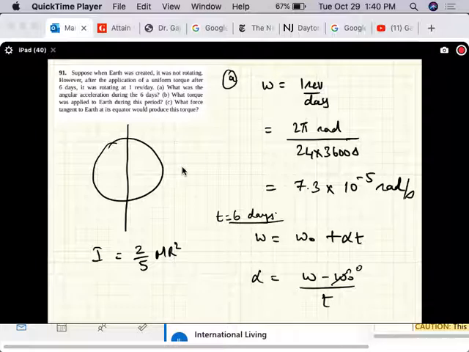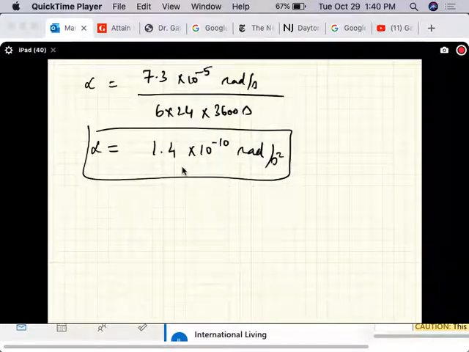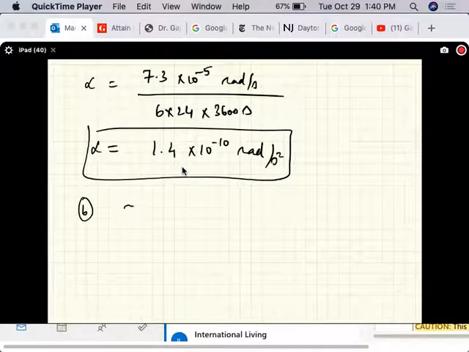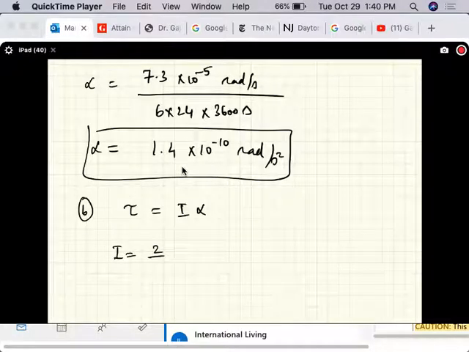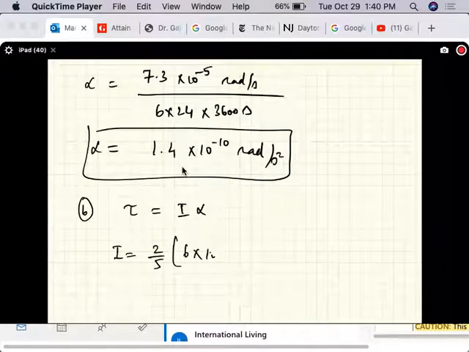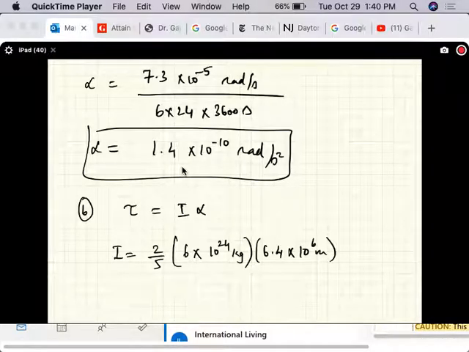All right, what torque was applied to the Earth during this period? That was the angular acceleration. Part B, torque is I times alpha. So let's calculate I for the Earth: 2/5 times the mass of the Earth. I believe it's 6 times 10 to the 24 kg, but can you look it up? And the radius of the Earth is 6,400 kilometers, 6.4 times 10 to the 6 meters, squared.